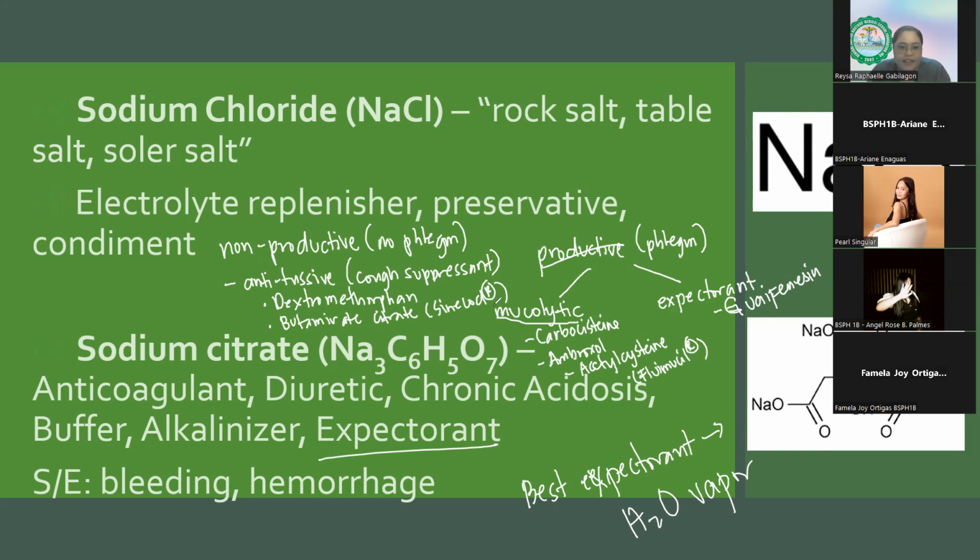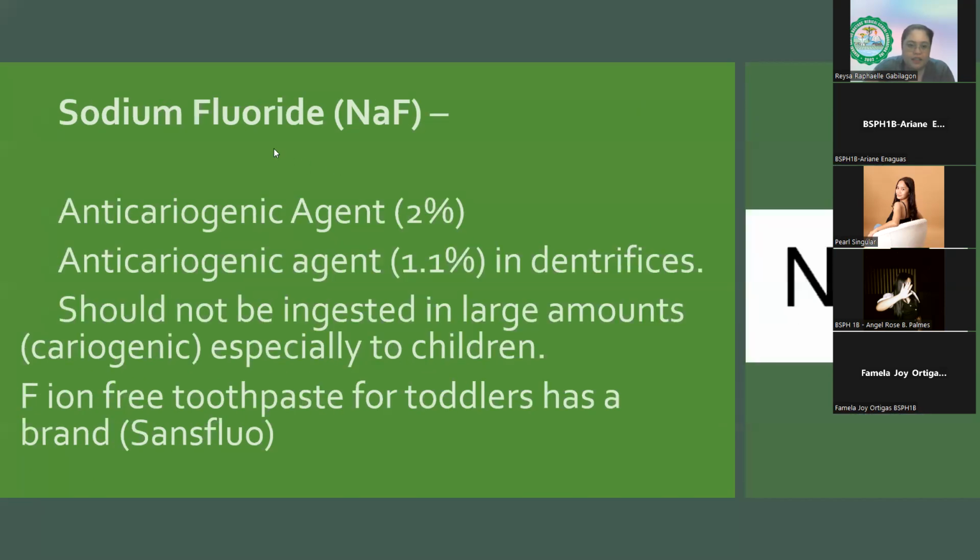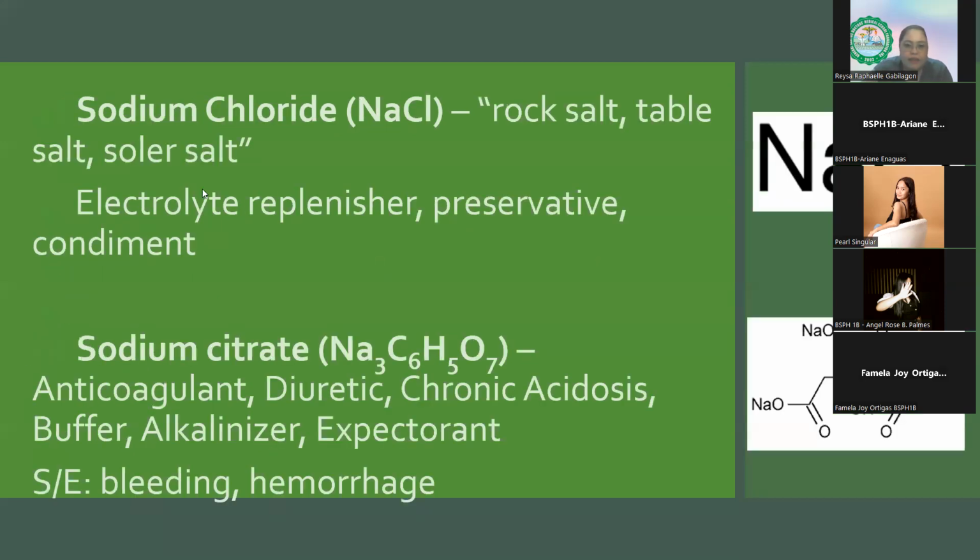Okay? And then, what else? Again ha, best expectorant natin is the water vapor. Though sodium citrate can be used as expectorant. Okay, and then we also have sodium fluoride. This one is an anti-cariogenic agent. Oh, before I forget pala, I forgot to write the test.